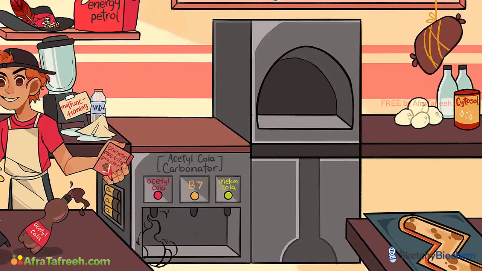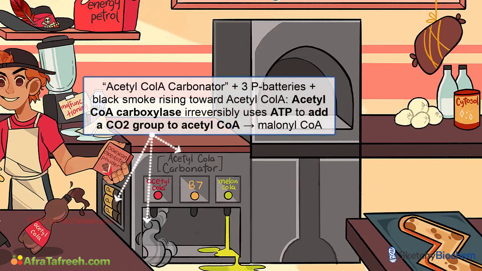Let's continue on our journey with acetyl-CoA, which we just made by lysing citrate. The next step is very important. Acetyl-CoA carboxylase irreversibly uses ATP to add a CO2 group to acetyl-CoA, making malonyl-CoA. Do you want to know why the colas are extra bubbly here at Sketchyland Pizza? Look no further than the acetyl-CoA carbonator.